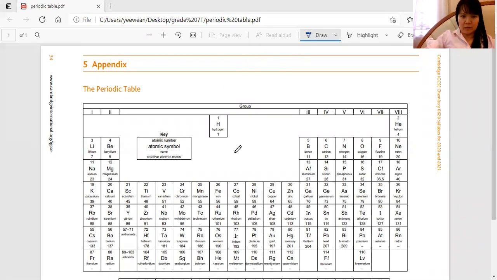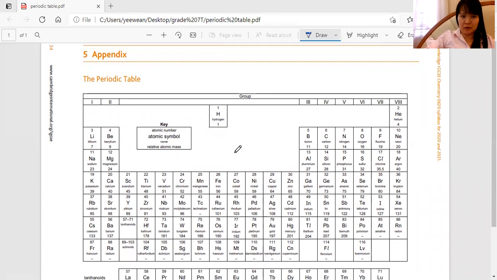This video will be on the periodic table, on how to use a periodic table and how to refer to it. So you will be given a periodic table in your exams. Okay, so from a periodic table, what can you find out?